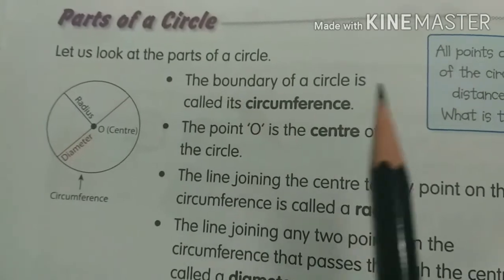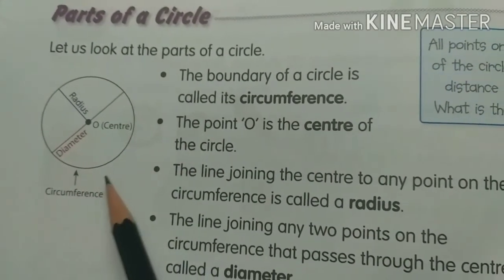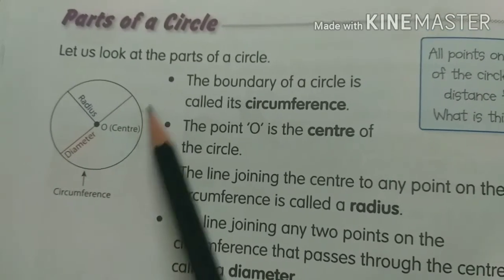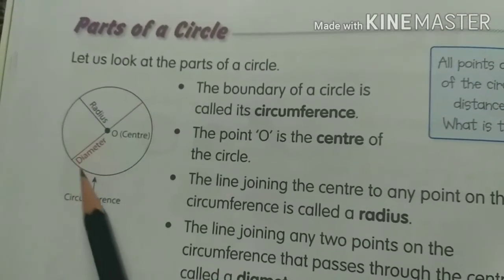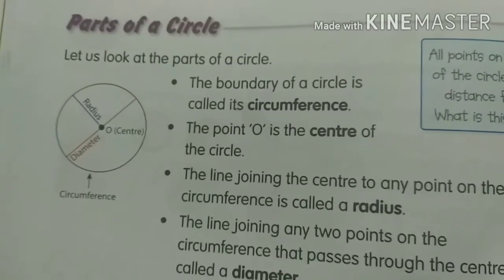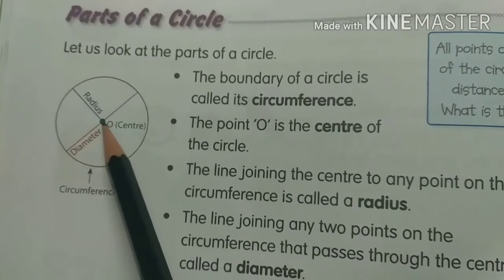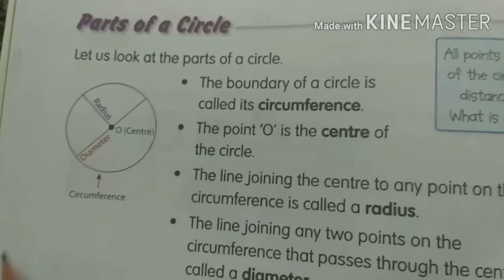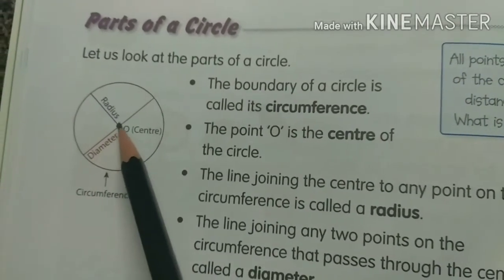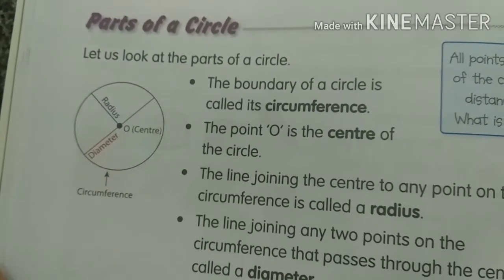See, the boundary of a circle is called its circumference. This is the boundary. Then the point O is the center of the circle. This point O is the center of the circle.